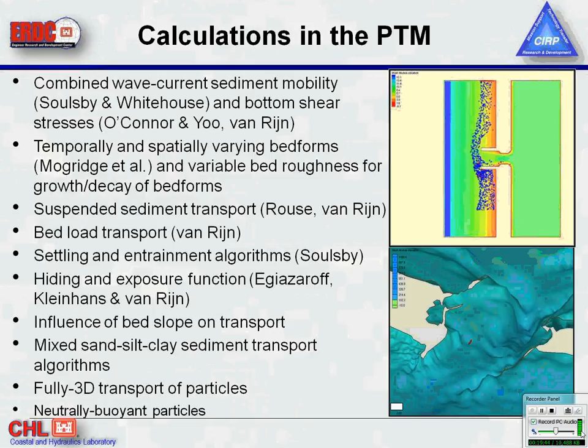And although CMS is a 2D model, in PTM we can convert the 2D velocity to a 3D vertical profile. Using that 3D profile, we can calculate 3D particle transport. Of course, if you have a 3D model, the PTM can read in 3D hydro input to drive the sediment particle transport directly. And also, we can use the neutrally buoyant particle in the model.